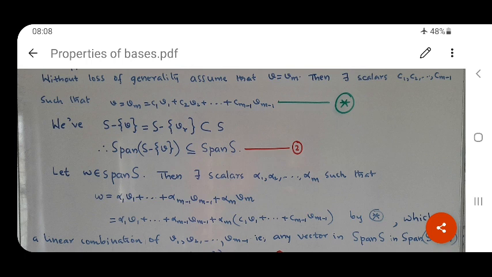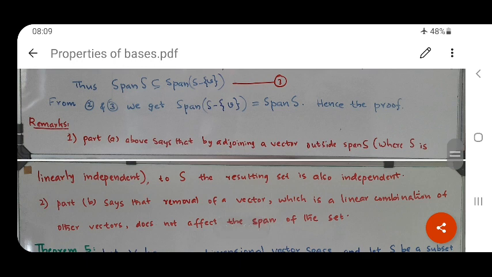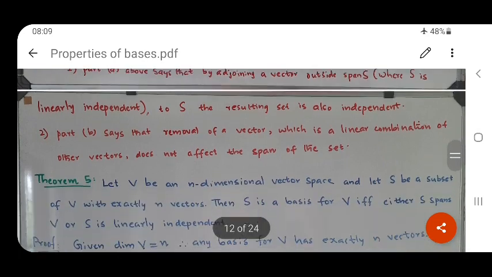Let W belong to span of S. Okay, then there are scalars alpha 1 etc. alpha m such that W equal to sigma alpha i Vi. But Vm is a linear combination of V1 etc. Vm minus 1, which reduces W to a linear combination of V1, V2 etc. Vm minus 1. Therefore, W belongs to span of S minus V. That is, any element of span S is in span of S minus V. That means span of S is a subset of span of S minus V. So, from 2 and 3, we get span of S minus V is equal to span of S, and hence the proof. So, it says that the removal of a vector, which is a linear combination of the remaining vectors, does not affect the spanning set.